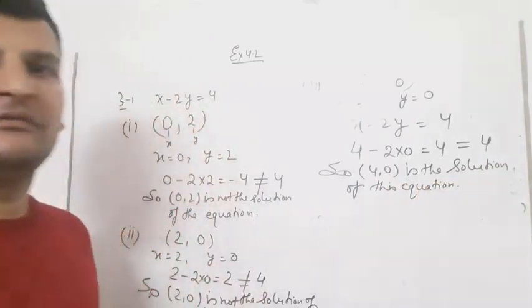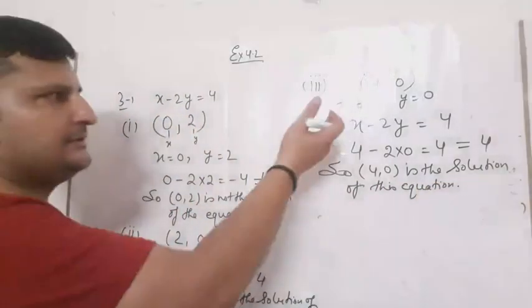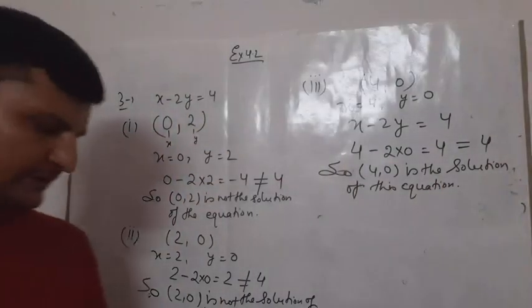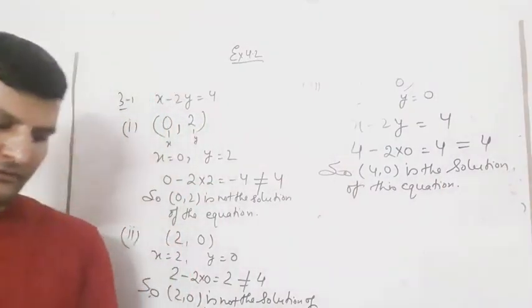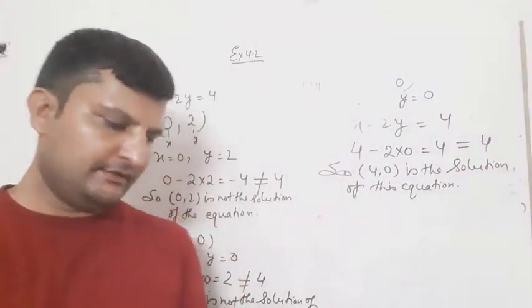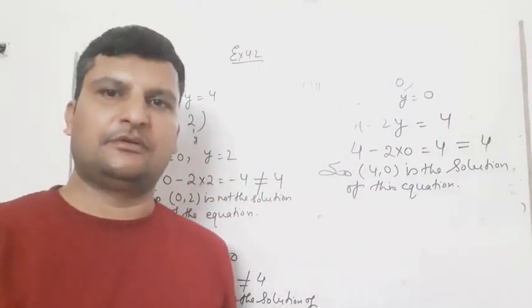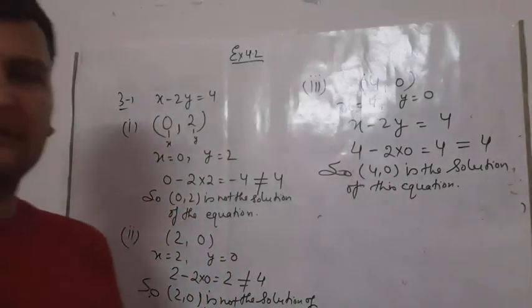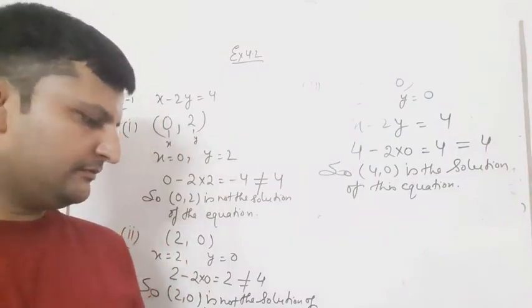So here (4, 0) is the solution of this equation. Similarly, you can do the fourth and fifth parts. You can do it yourself in your classwork notebook. Now the next one is question number 4.